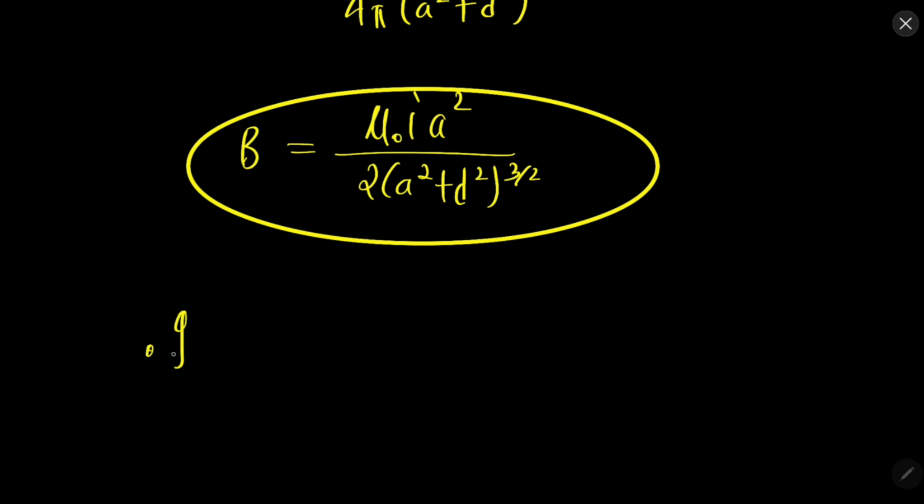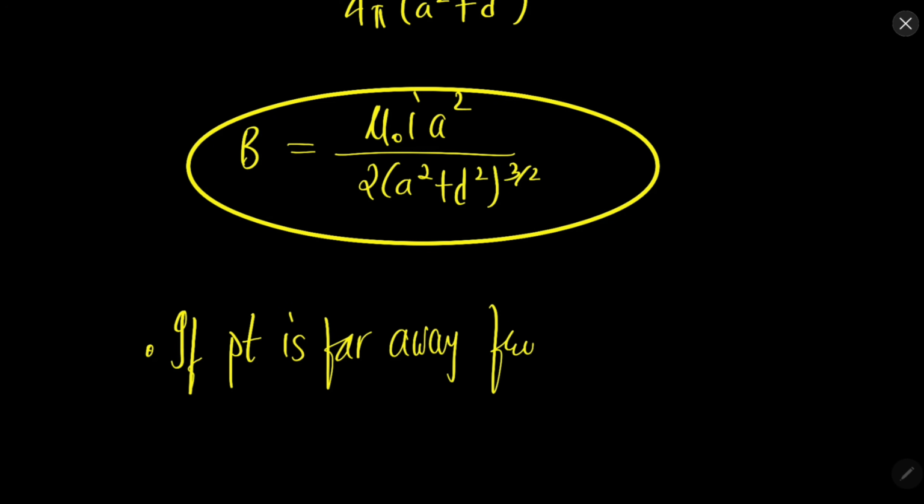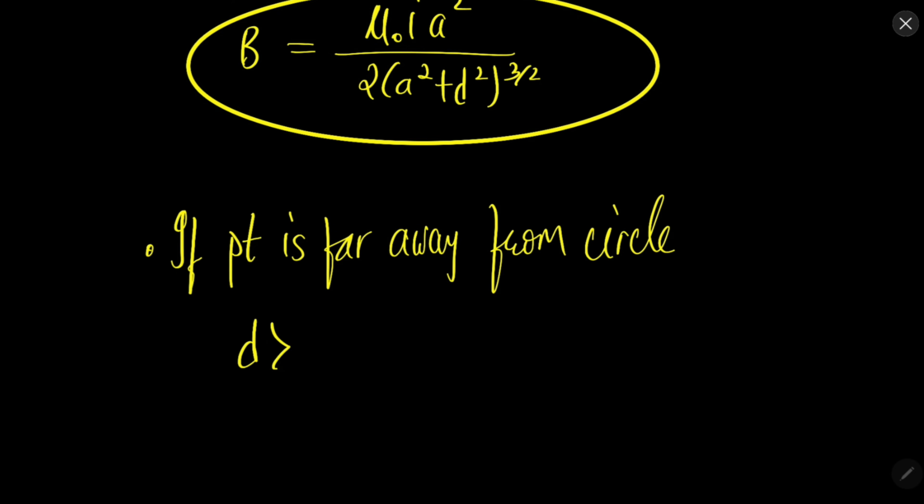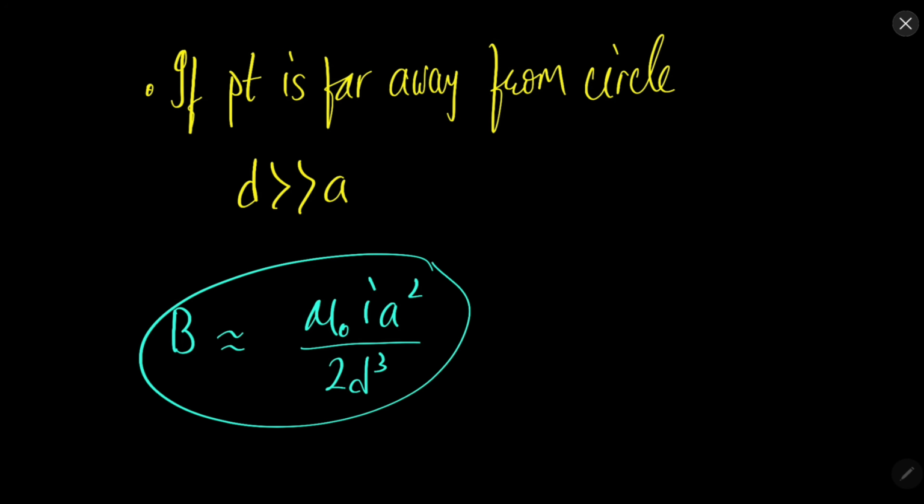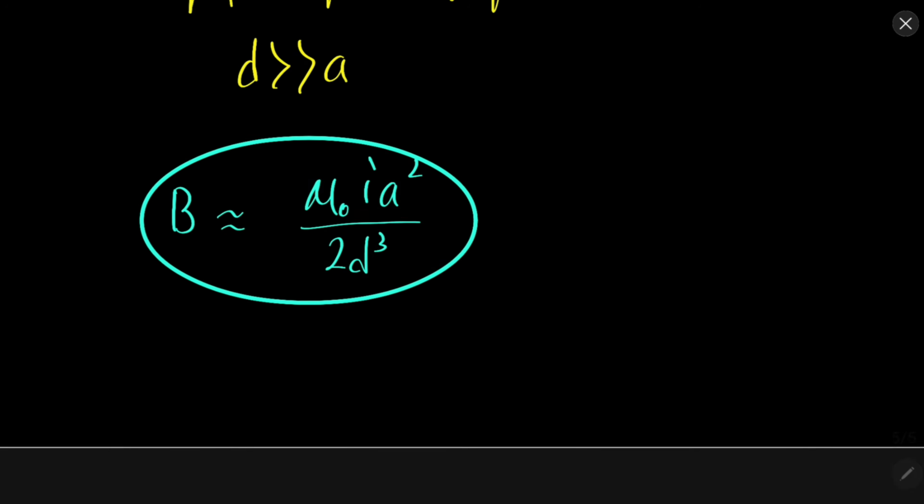If the point is far away from the circle, then in that case d will be much greater than a, so the magnetic field will be approximately equal to mu naught I a square over 2d cube, because we can ignore a.